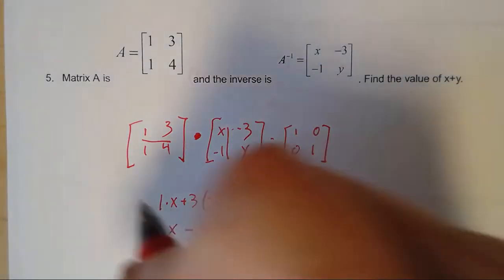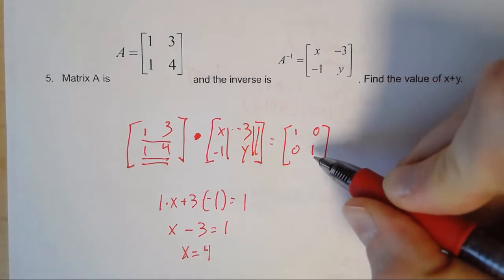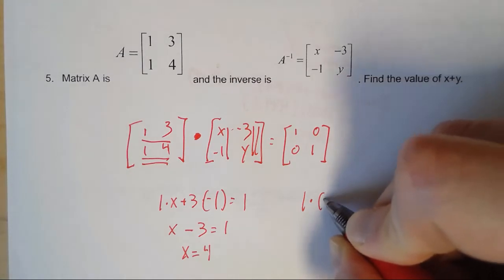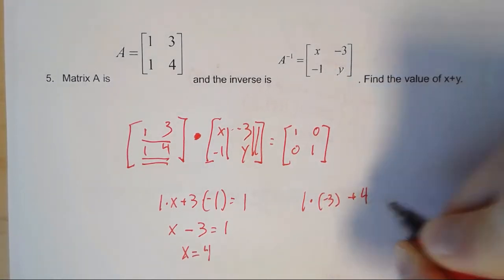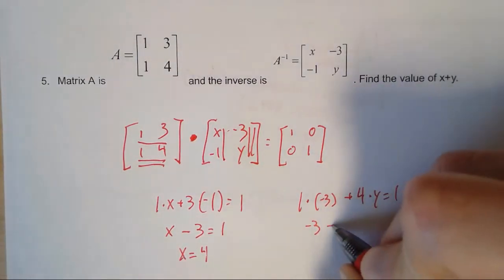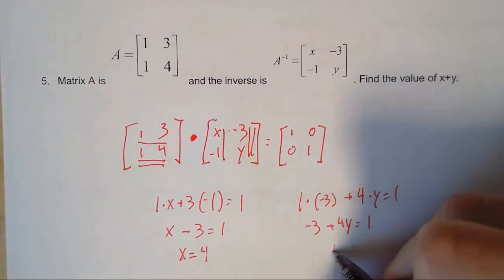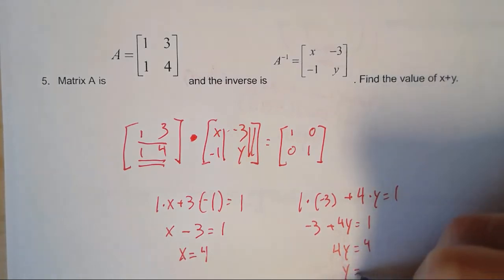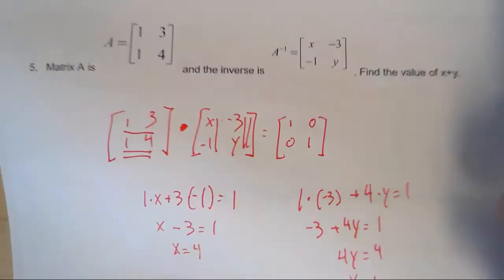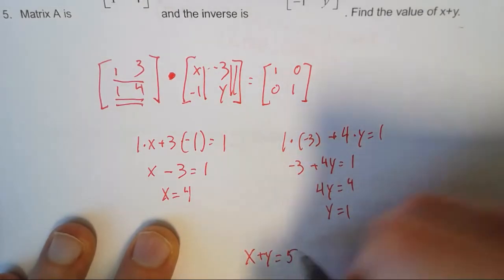Using similar logic, we can multiply this row by this column and say that that also equals 1. And so 1 times negative 3 plus 4 times y should also equal 1. So we have negative 3 plus 4y equals 1. So to solve, we'll add the 3 over. So 4y equals 4 and y equals 1. And we're asked to find the value of x plus y. So with x being 4 and y being 1, the quantity x plus y equals 5.